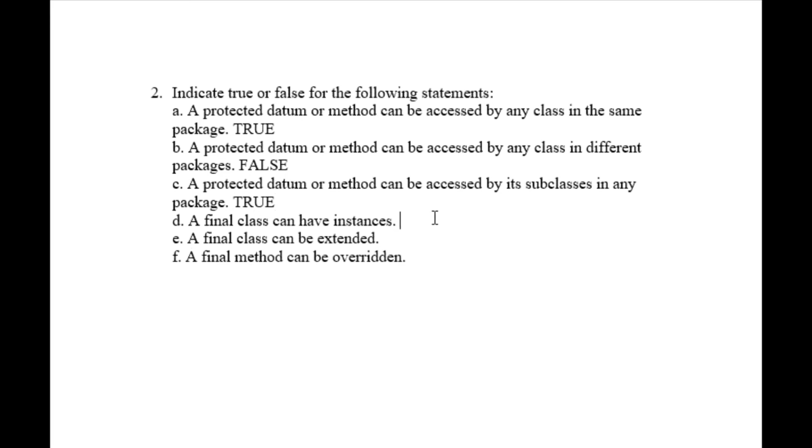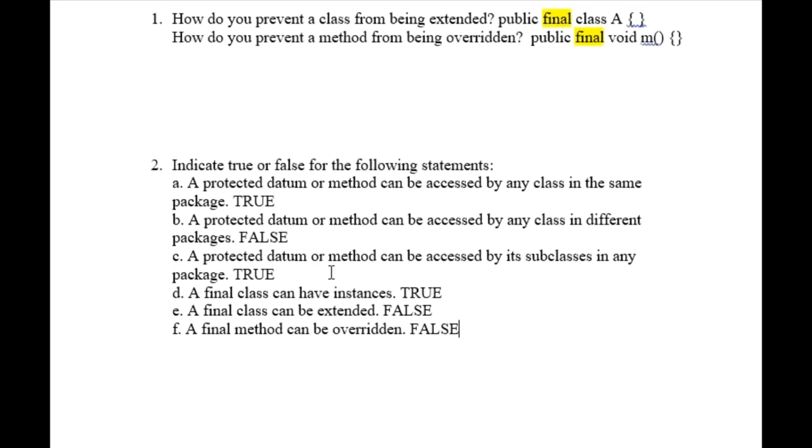Instance means you are going to have objects. Objects, yes. The child, no. A final class can be extended? No, false. It cannot be extended. A final method can be overridden? It cannot be overridden. I told you already just now. Okay, that's it for the exercise on extending and overriding, how to prevent it, and also about the access modifiers. Thank you.